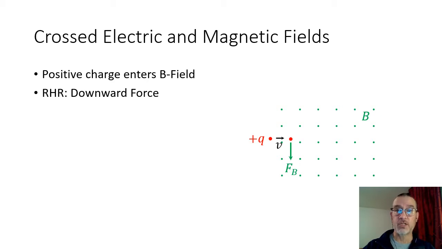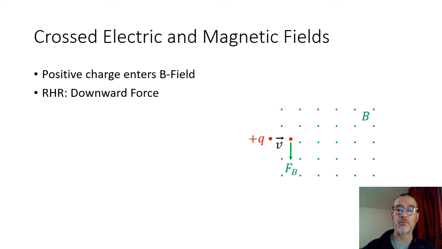Now what happens is when that charge enters the field, that charge is going to feel a force, and if we use the right-hand rule, it's a positive charge, the charge is moving to the right. The magnetic field, the B field, that's dots, and dots are coming towards you, what that means is that the force on the charge would be in the downwards direction.